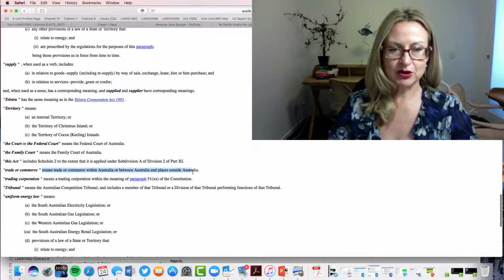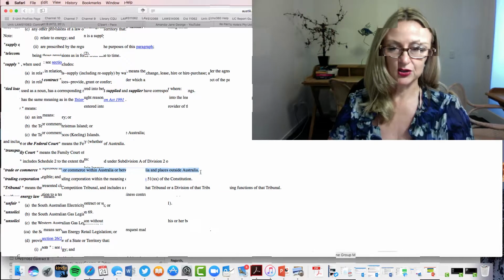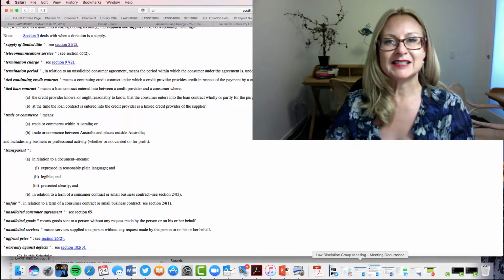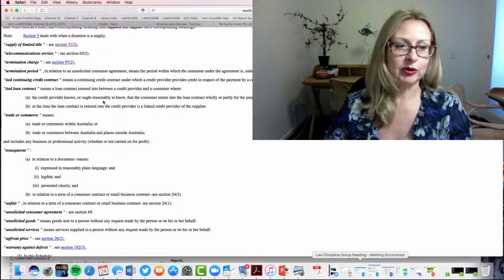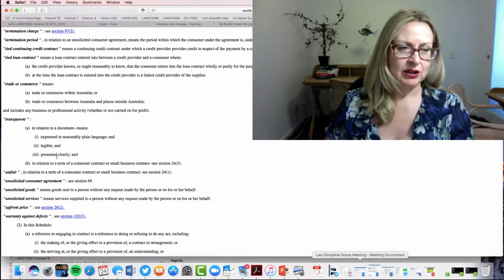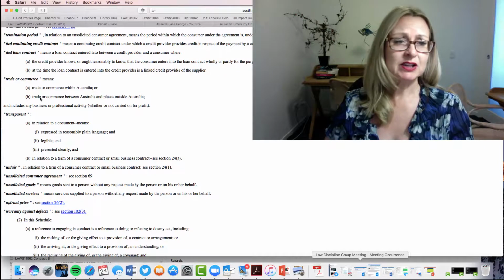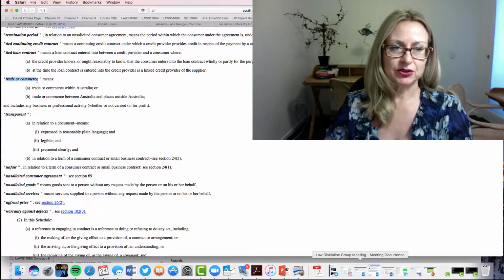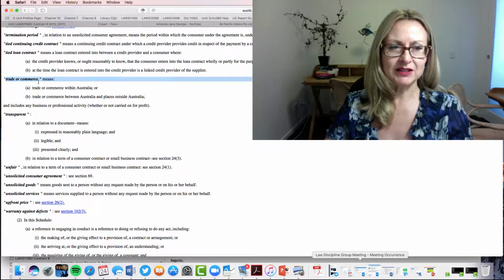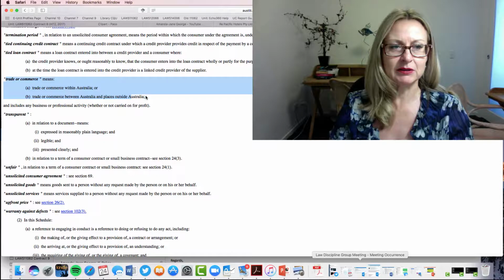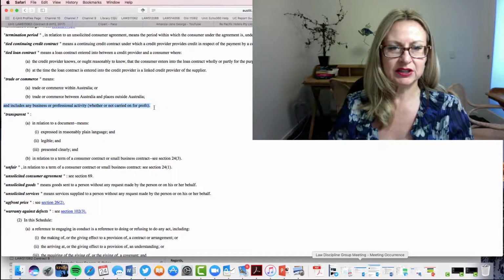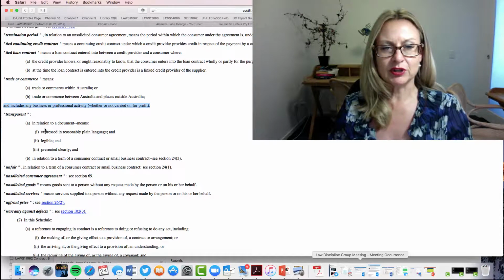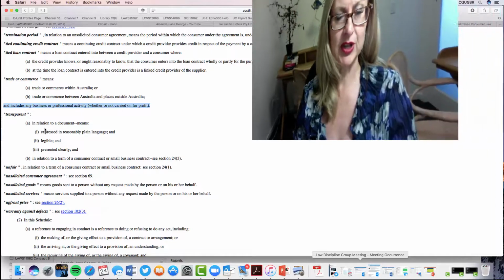Means trade or commerce within Australia or between Australia and places outside Australia. However, if we then skip back to the Australian Consumer Law, and you look at the interpretation provisions there, you'll see there's another definition of trade or commerce. It essentially duplicates what was in the main body of the legislation, but clarifies that it includes any business or professional activity whether or not carried on for profit.